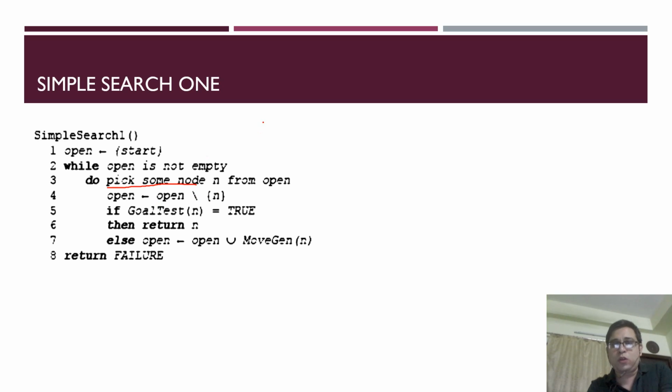So if you have nodes like 1 2 4 in open, and if you have selected 4, that means now open has 1 and 2. Is it clear? So now you are doing a goal test: is n equal to true, that is, the node that you have picked up, is it the goal? If yes, then you return n, else your open is open union movegen of n. So what you will do is generate the neighboring states of this node and add them to open. Is it clear to you?